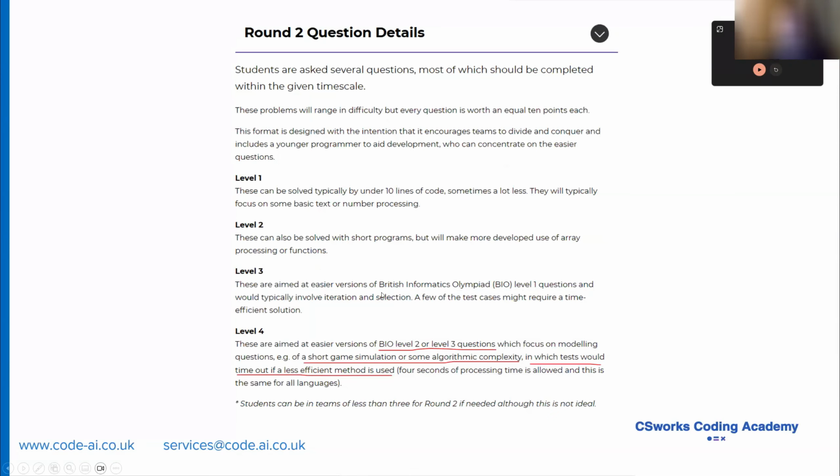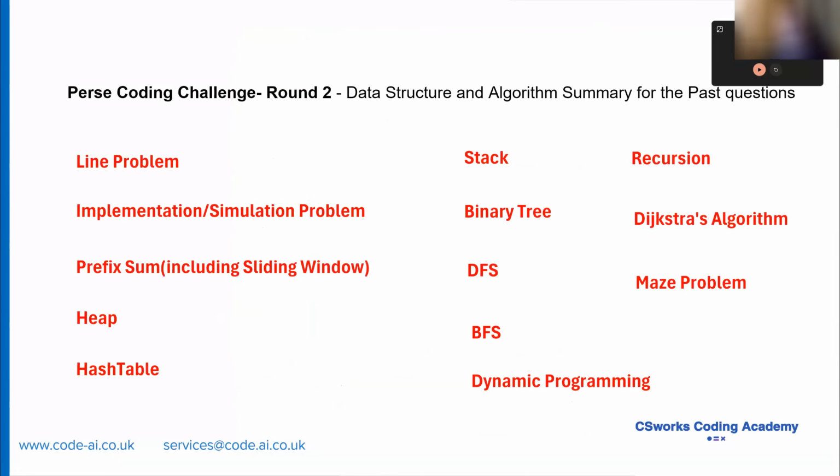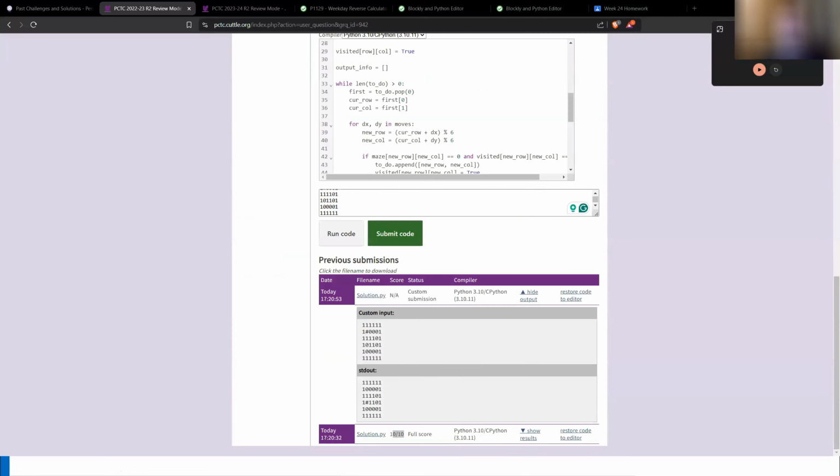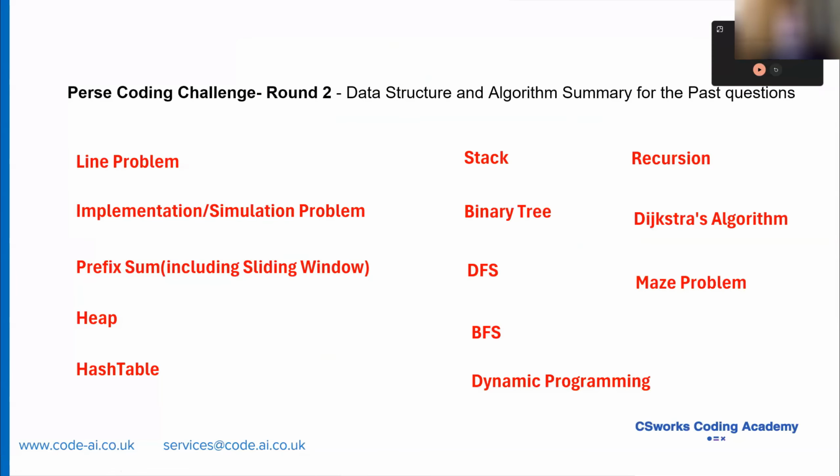All right, but we can discuss efficiency in more detail in time. So just to give you a summary of the topics that we need to know for round 2, and we don't know quite a few of these. So it's going to take us some time to work through, but just to get a sense of it, we have line problems. We don't know about stacks or recursion. We're going to be doing that. Simulation problems, we're going to be covering that, as well as binary trees, Dijkstra's algorithm.